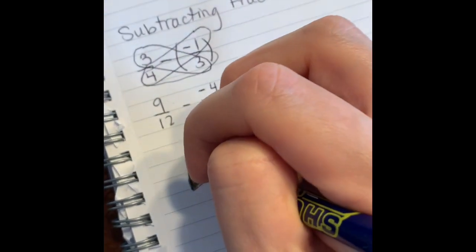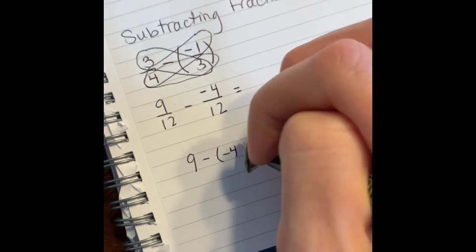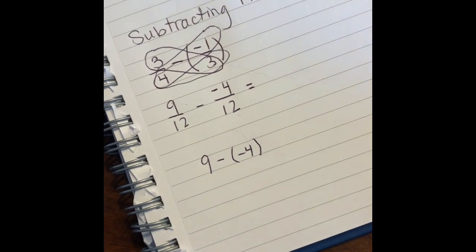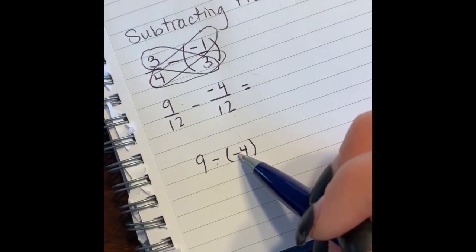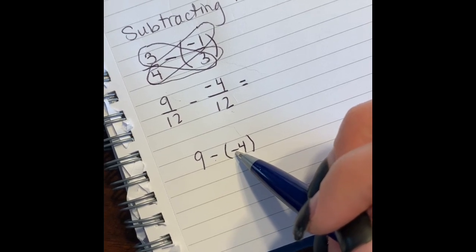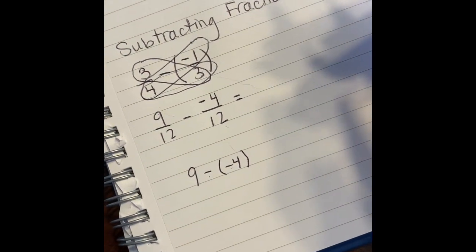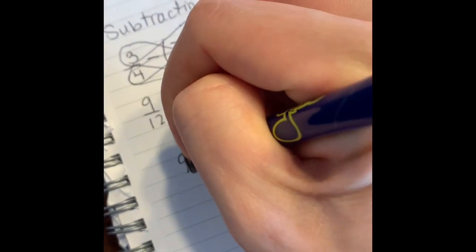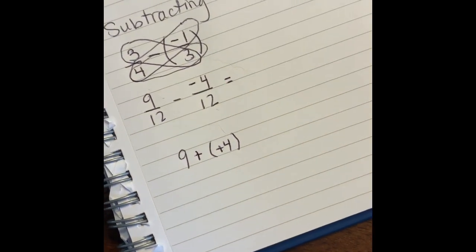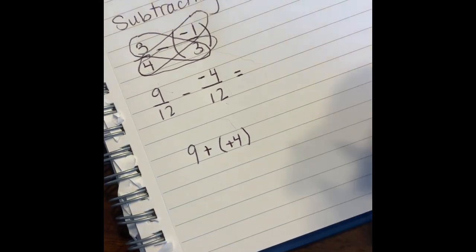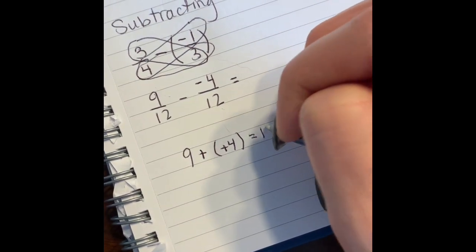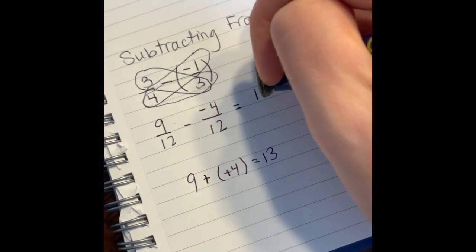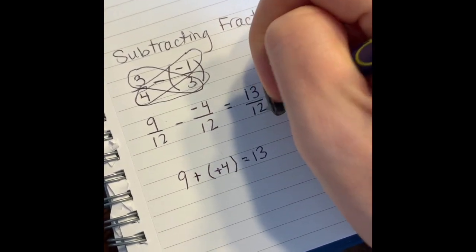And this is where some people will get a little confused because we're still struggling with negative integers. 9 take away a negative 4. If I'm taking away something negative, means I'm getting actually more positive. Or we can think of it like I have said in class many times. Instead of subtracting, you can always add the opposite. So taking away a negative is actually the same as adding a positive. So now this becomes a lot easier. 9 plus 4 becomes 13. So 13 over 12 would be my answer.